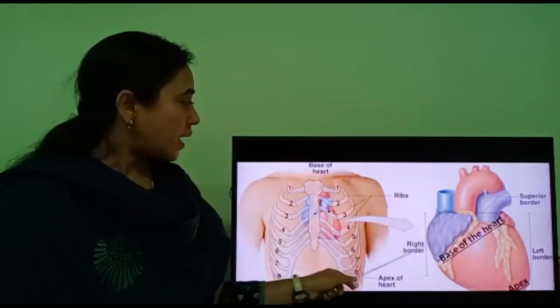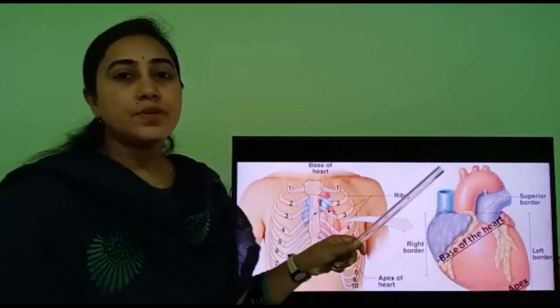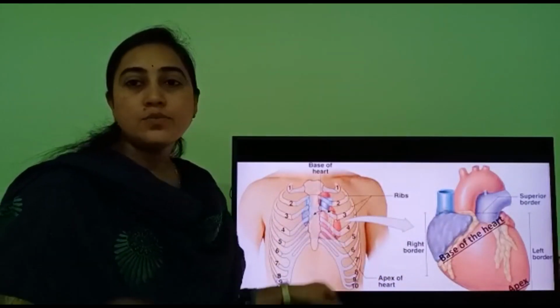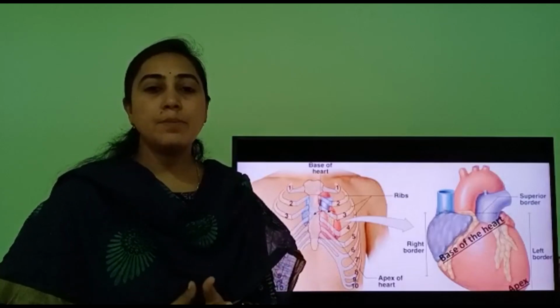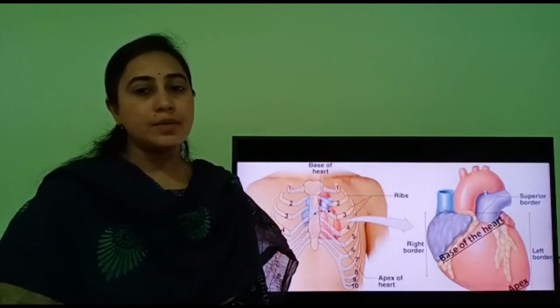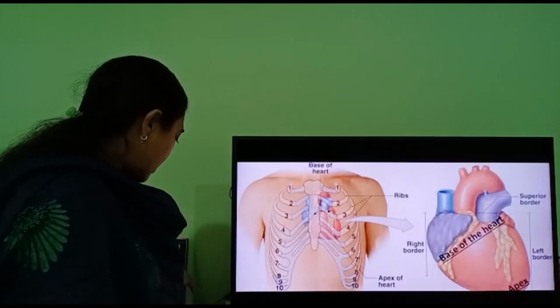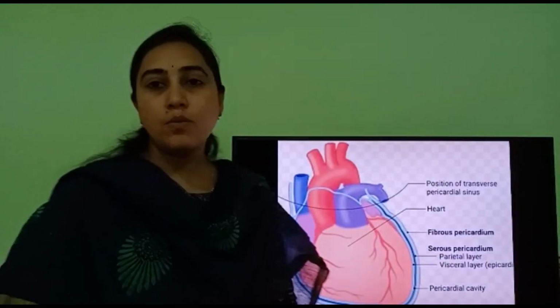The apex of the heart is slightly turned to the left, and the size of the heart is that of one's clenched fist. The heart is covered by a double-walled pericardium.